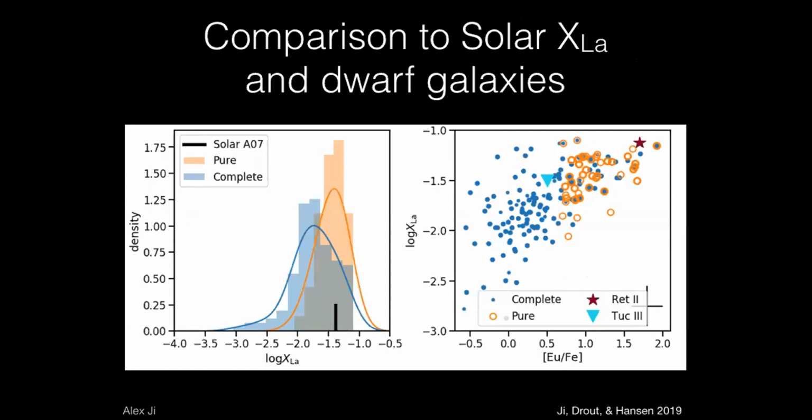Another thing that we can compare is the lanthanide fraction that's computed in the sun, which gives us about 10 to the minus 1.4, as well as to dwarf galaxies. So Reticulum 2 and Tucana 3 on the right panel are two dwarf galaxies that are small enough that they should have only been enriched by a single event. And that's sort of the range of lanthanide fractions that we have. And what we see is that all of these lanthanide fractions in these other systems actually also tend to be relatively high compared to the complete sample.